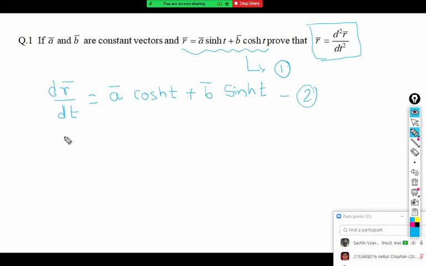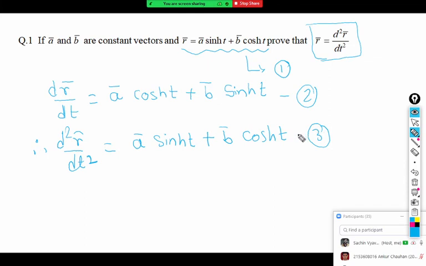Now one more differentiation. Therefore, d2 R bar by dt square: the derivative of cosh t is again sinh t, just like the previous step, and the derivative of sinh t is cosh t.